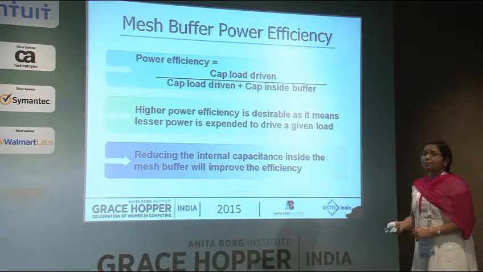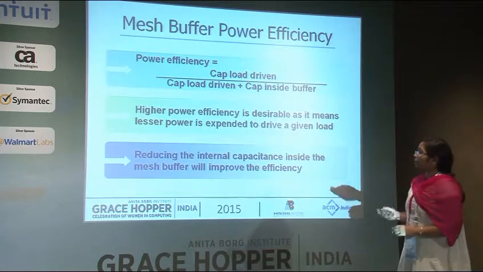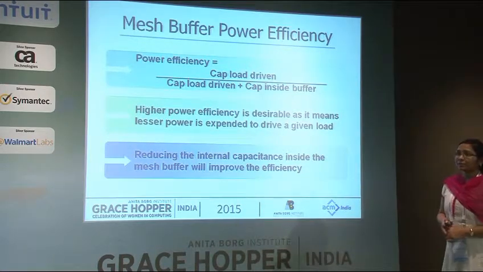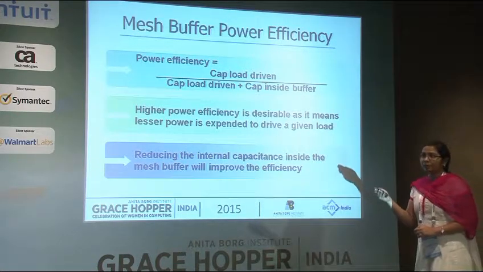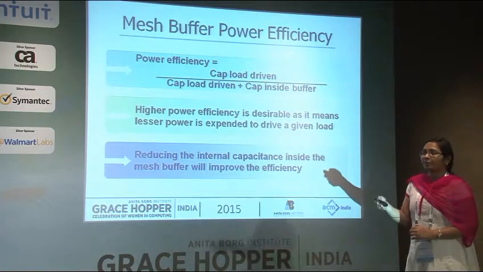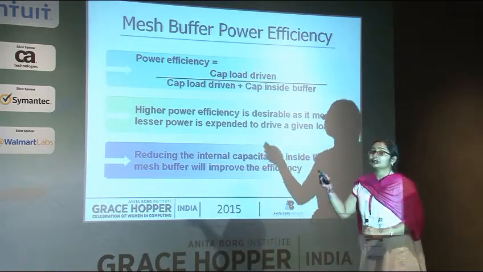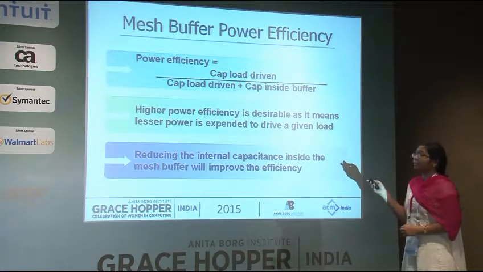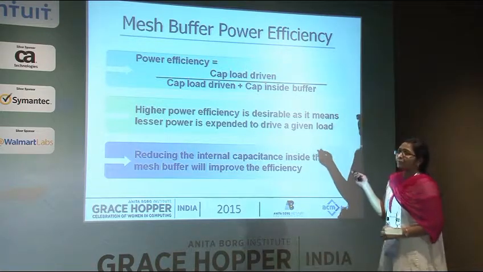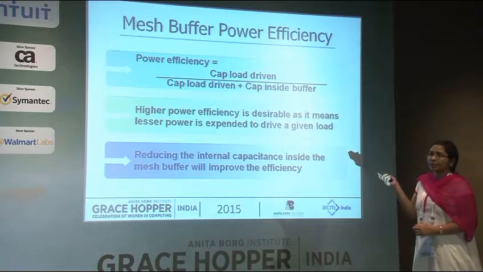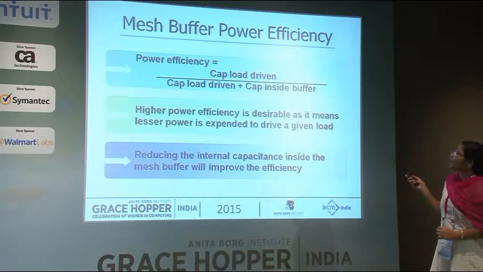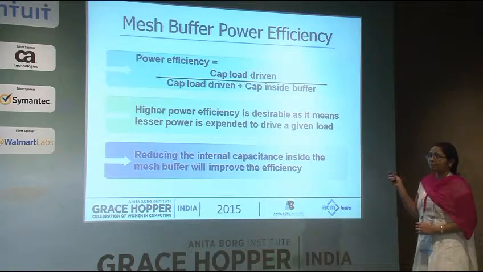Generally we measure the power of a chip by power efficiency. Power efficiency of the mesh buffer is defined as the cap load driven by the driver divided by the cap load driven plus the cap inside the buffer. To improve the power efficiency, the cap load driven we can't change because it depends on the SOC and what loading they are giving. We only have control inside the buffer.